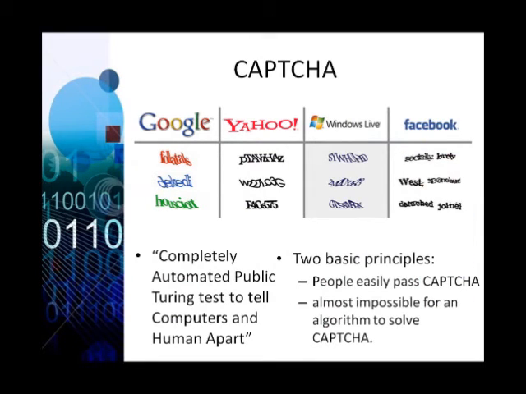CAPTCHA means Completely Automated Public Turing test to tell Computers and Humans Apart. CAPTCHA is obeying two basic principles. People can easily pass them, and it's almost impossible to create an algorithm that can solve them.